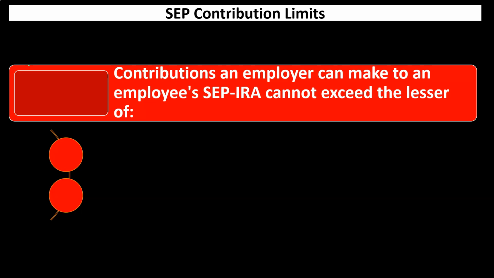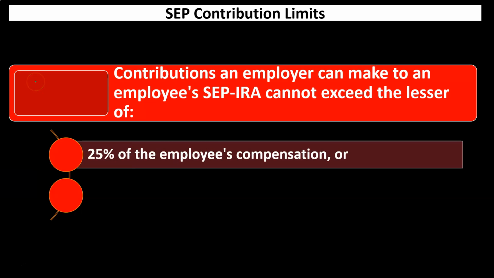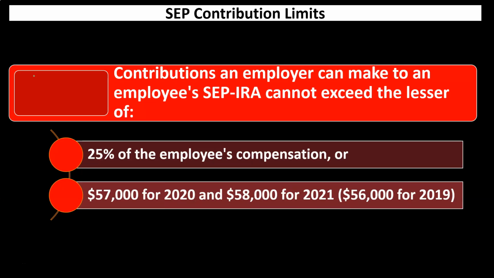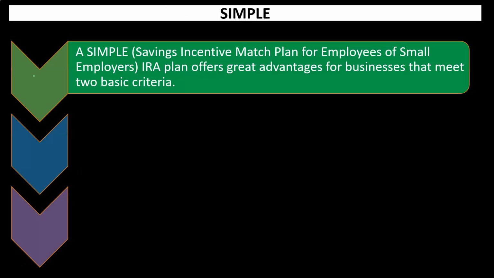SEP contribution limits. Contributions an employer can make to an employee's SEP IRA cannot exceed the lesser of: So here are the limits. How much can I put into it? How big of a deduction can I get? How much benefit can I get from it? 25% of the employee's compensation, or $57,000 for 2020 and $58,000 for 2021, $56,000 for 2019.